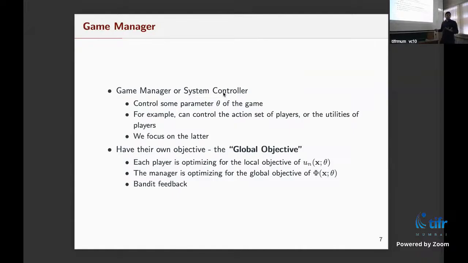Where does the control aspect come in? There is a game manager. They control some parameter of the game. It could be, for example, the action set of the players, or it could be the utilities. We will mostly focus on the latter in this talk. But why do they want to control the players? They have some global objective which may not align with what the players want. So each player is optimizing for their own local objective, and the manager is optimizing for the global objective under, again, bandit feedback.